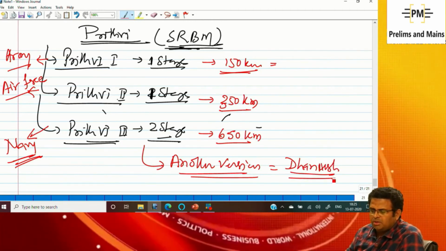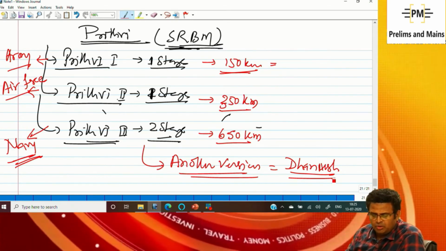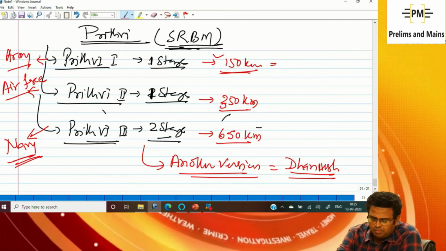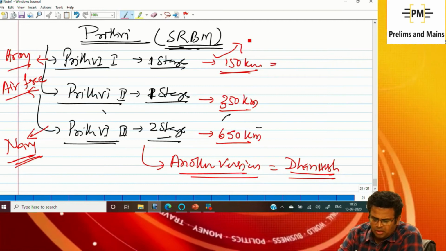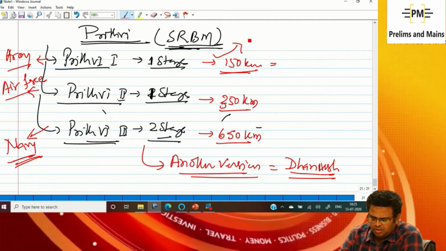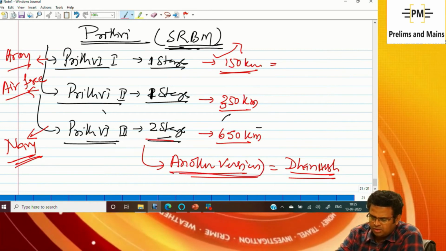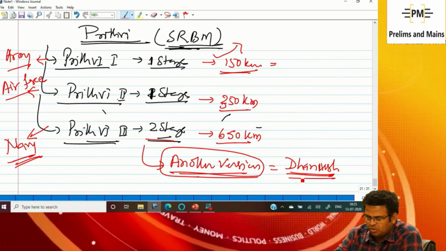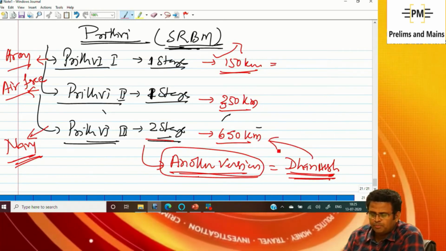Another version is known as Dhanush. Prithvi 1 is in the Army, Prithvi 2 is in the Air Force, and Prithvi 3 has a range of 650 kilometers with 2 stages. It is the Navy version, similar to Prithvi 2, and it is Dhanush, with a range of around 650 kilometers. Clear?